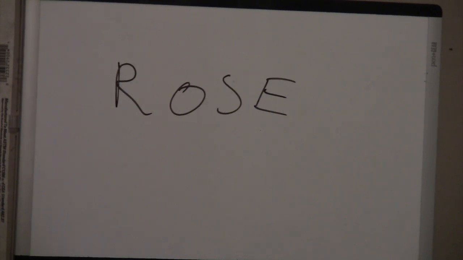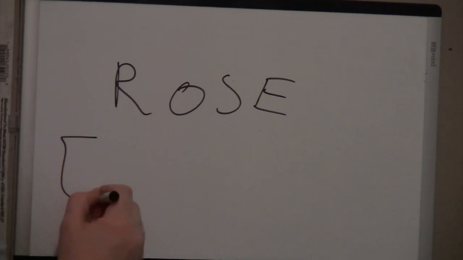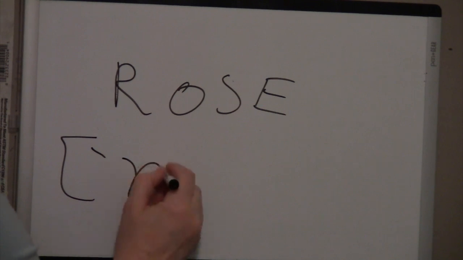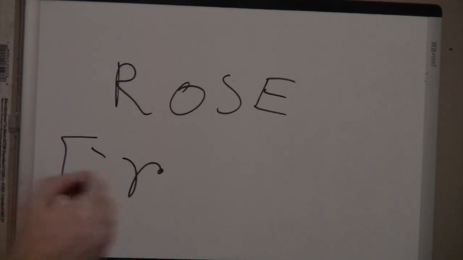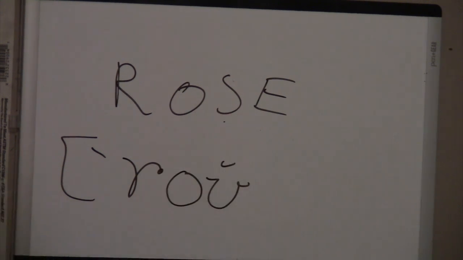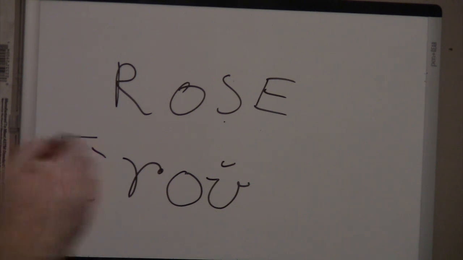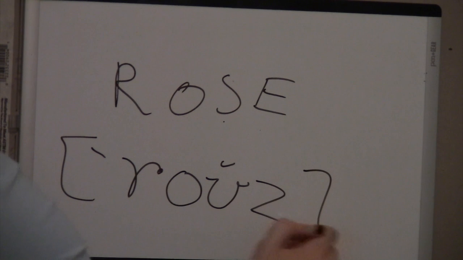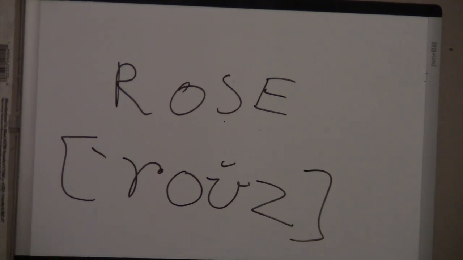We're going to transcribe the word "rose." R. O. Now, even though it's spelled with an S, it makes the sound of Z. You say "roze," you don't say "rose." Rose.